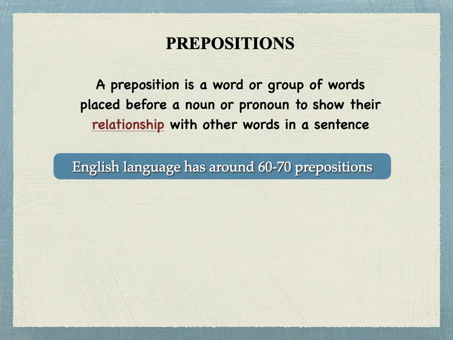So, a preposition is a word or group of words placed before a noun or pronoun to show their relationship with other words in a sentence. So, the only thing that you have to remember with preposition is that it shows relationship. It is something which speaks about the connection between the different words in a sentence. Now, English language has got around 60 to 70 prepositions. Now, let's take a look at an example.